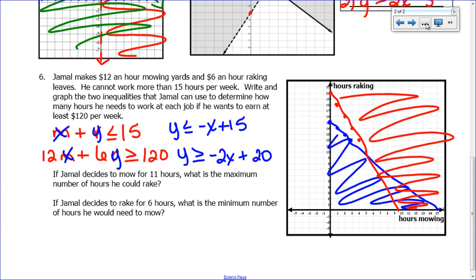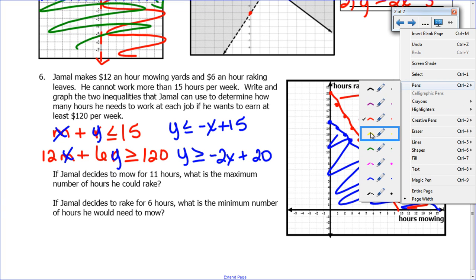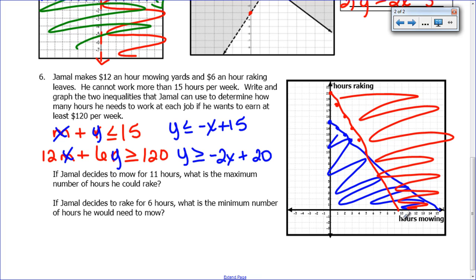So the next question is, if Jamal decides to mow for 11 hours, what's the maximum number of hours he could rake? Well, we're going to use our graph to answer that. So if he wants to mow for 11 hours is right here. The maximum number of hours he could rake is what falls inside this shaded region, in which I can count the boundary line, which is right here, which happens to be 4 hours. And so the maximum hours he could rake would be 4 hours. So he could mow for 11, rake for 4, and still be under his 15, and still make at least what he wants to. Remember, points on these boundary lines count because they're solid.